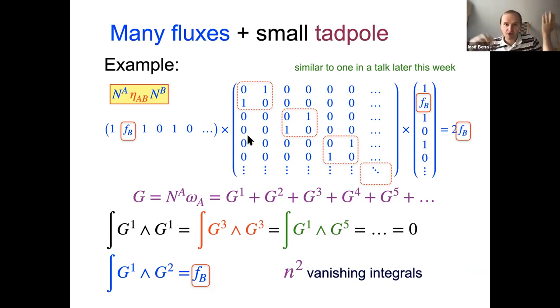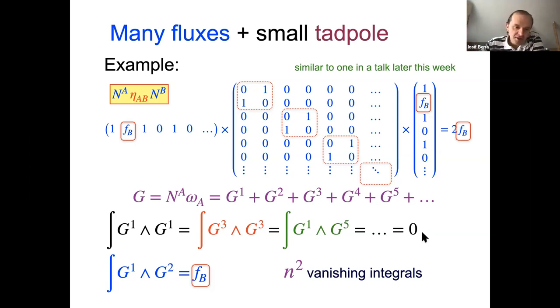That's correct, right? If I only have G1, there's no tadpole. If I only have G3, there's no tadpole. If I only have G5, there's no tadpole. If I only have G1 and G3 and G5, there's no tadpole. I need to put flux on the even cycles, on the B cycles, in order to get any tadpole. So all these integrals, the black integral, the green integral, all these integrals of odd G's are going to give me 0. They are going to be 0 on the Calabi-Yau.